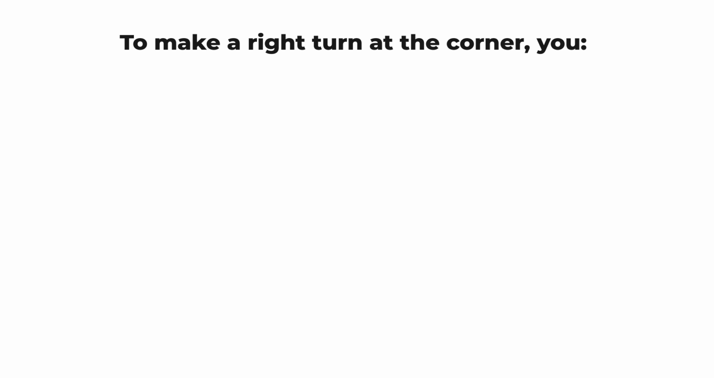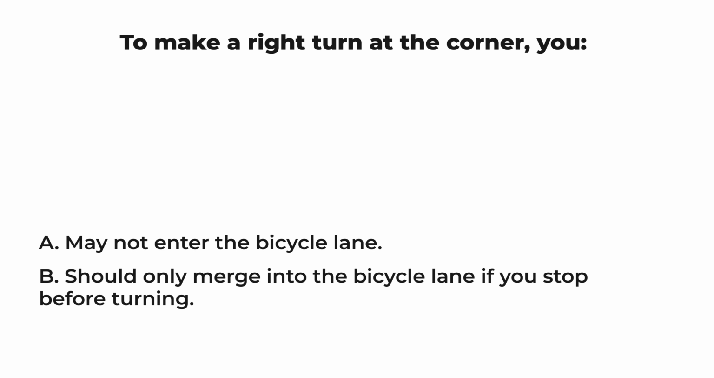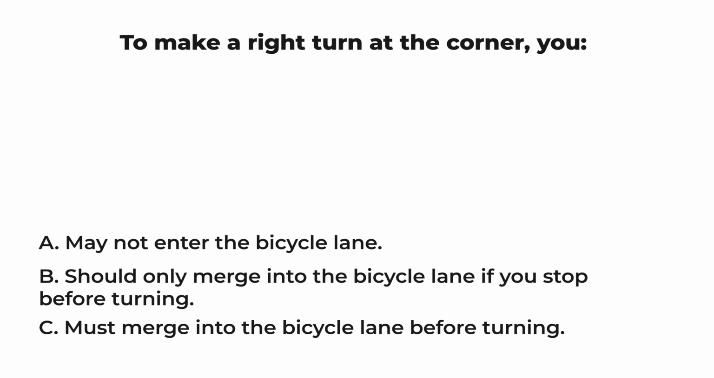To make a right turn at the corner, you: A. May not enter the bicycle lane. B. Should only merge into the bicycle lane if you stop before turning. C. Must merge into the bicycle lane before turning.